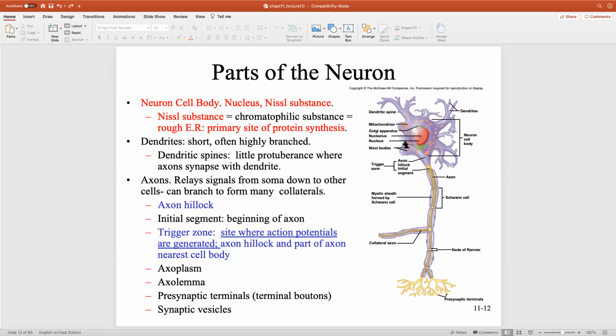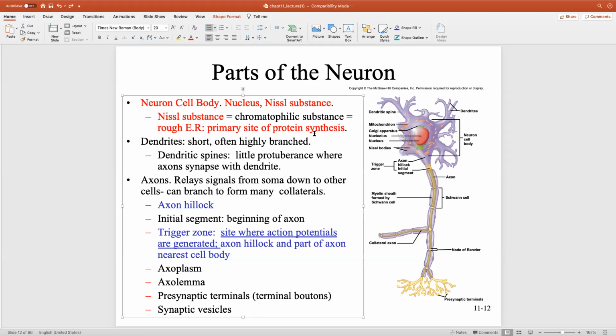So just keep in mind that it's not a simple one-on-one ratio where one neuron makes contact with another neuron. Usually it's much more complex, where you have thousands of different axons from thousands of different neurons that make contact with one postsynaptic neuron.